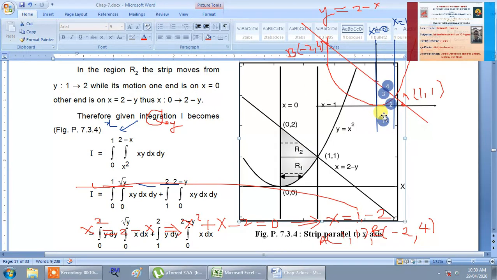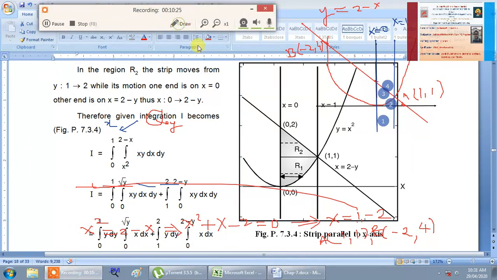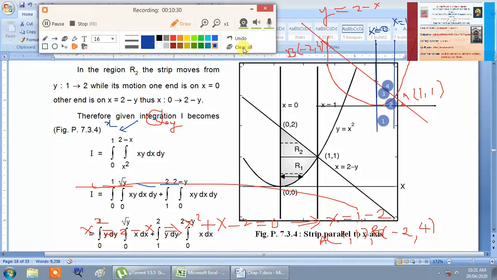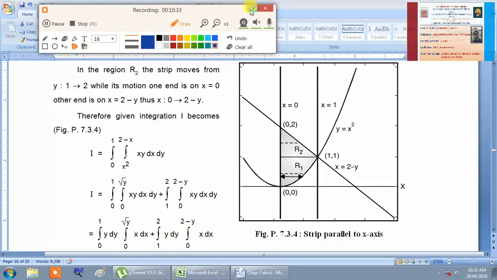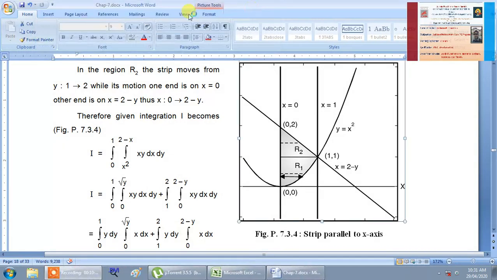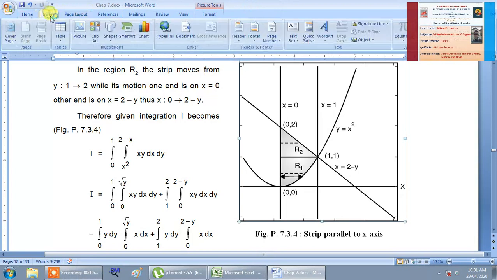Now, the initial strip was parallel to which axis? Y axis. When we change the order of integration, the strip becomes parallel to which axis? X axis. Let me clear out these sketches. You will find that this strip will move from bottom to top like this. It starts its motion from this position, which is nothing but a straight line position.